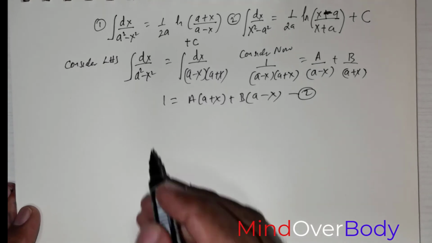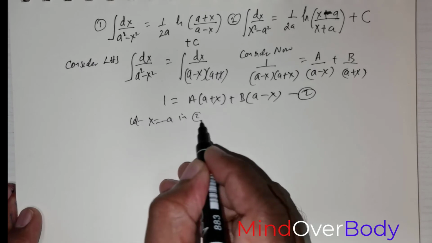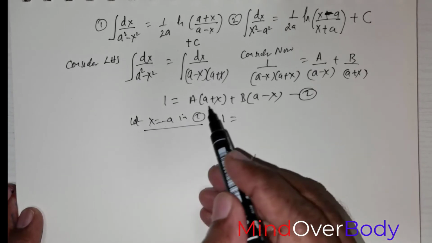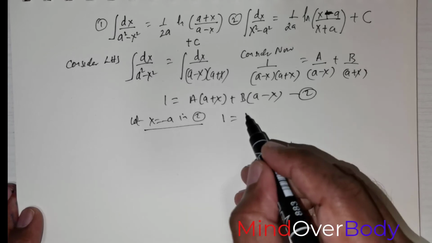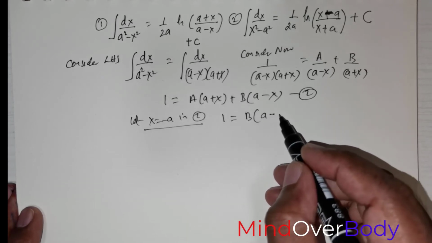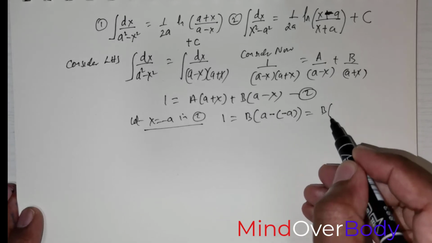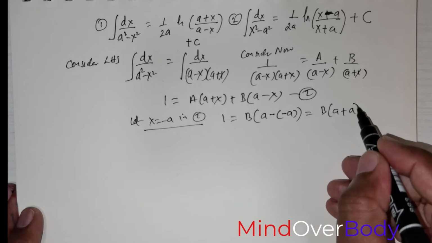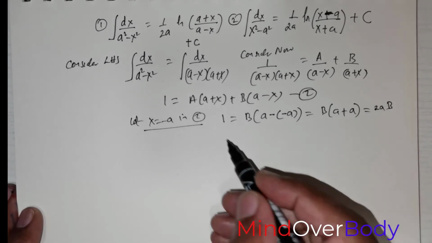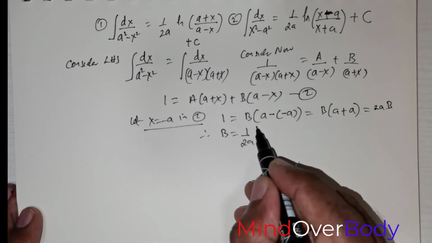Now what I wish to do is let x be equal to negative a in equation 2. If you do that, you get 1 is equal to, the A term becomes 0. So this is going to be B of (a minus (negative a)). This is equal to B of (a plus a), which is nothing but 2a times B. Therefore the value of B is 1 over 2a.